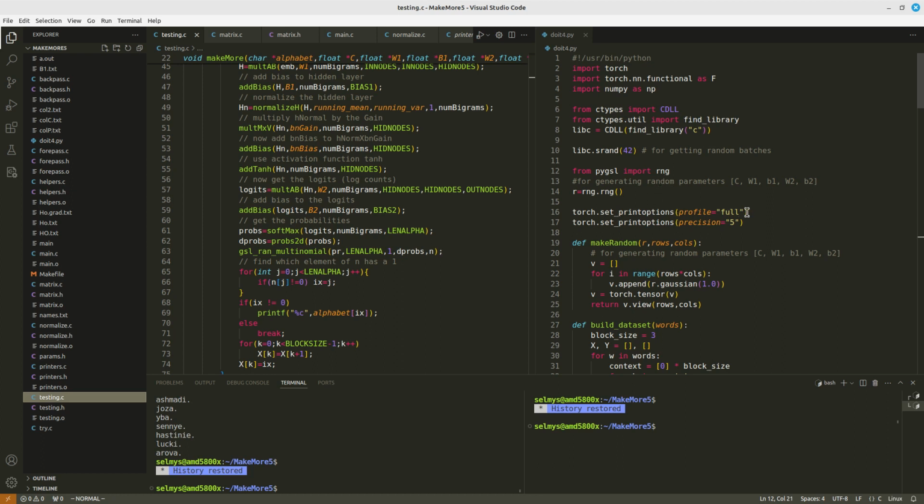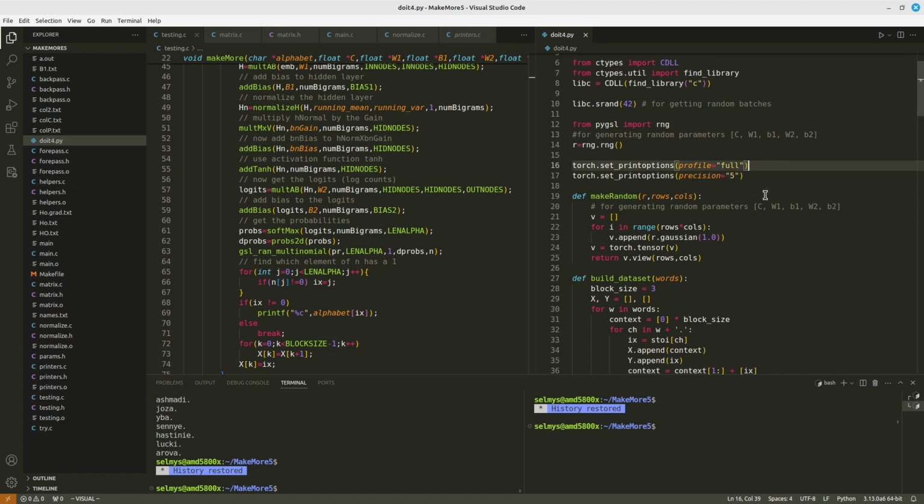I set print options here. I want precision to be 5, so I set that up, just to get 5 decimal numbers. Here's my make random function for making my random parameters, which are C, W1, B1, W2, B2. And again, I'm just using the GNU Scientific Library to do these random numbers here.